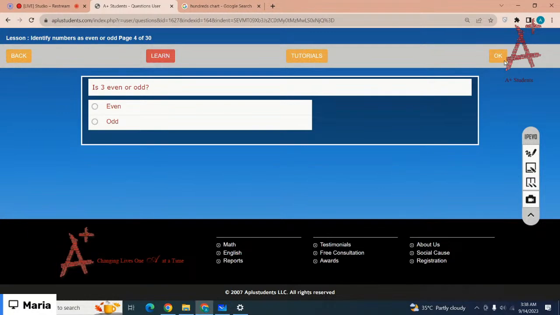Is 3 even or odd? That would be even number. No, 3 is an odd number, right? The correct option is odd. 1, 3, 5, 7, 9, they all are odd numbers, right?